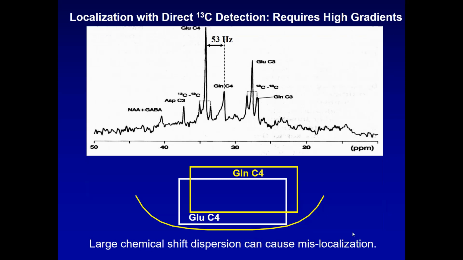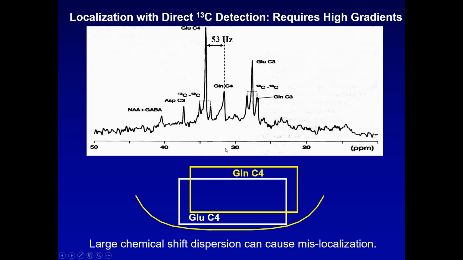Now there is a limitation with this, as with everything. This spectrum was acquired at 2.1 Tesla. There is a 53 Hertz difference between glutamine C4 and glutamate C4 at this field strength. These peaks are separated by frequencies in Hertz.